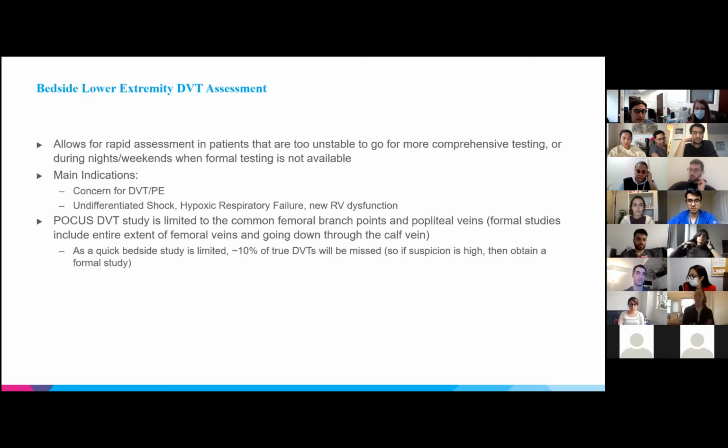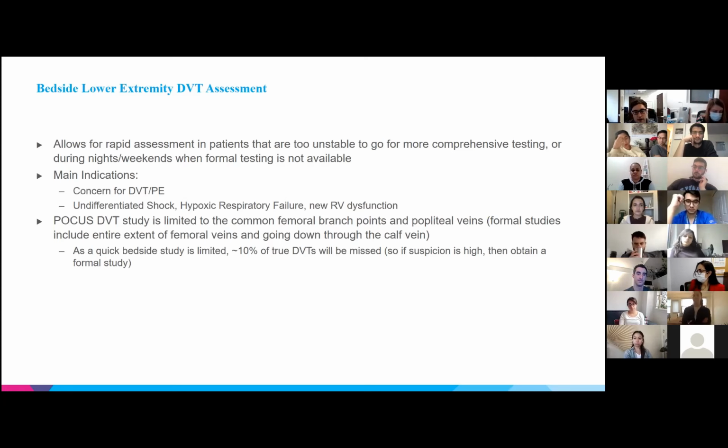So even if a bedside DVT study is negative, if you're concerned about a PE or a DVT, you should still get a formal DVT study, because the echo tech doing the DVT study will actually track the veins all the way down from the groin to the mid calf, which would be a little bit time consuming for us to do at the bedside. But keep in mind, we can get 90% of the DVTs by using just a quick few set of views.